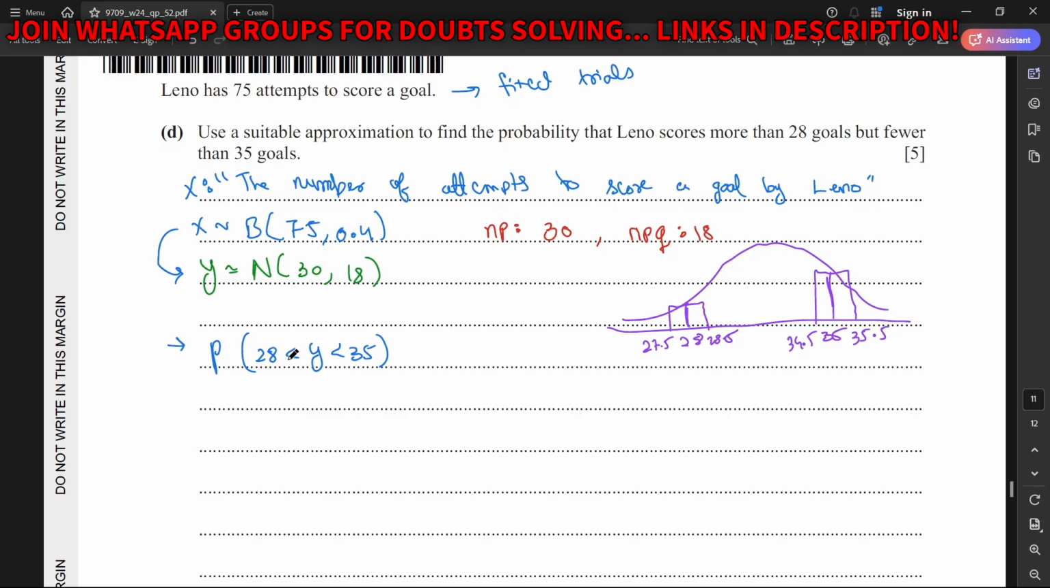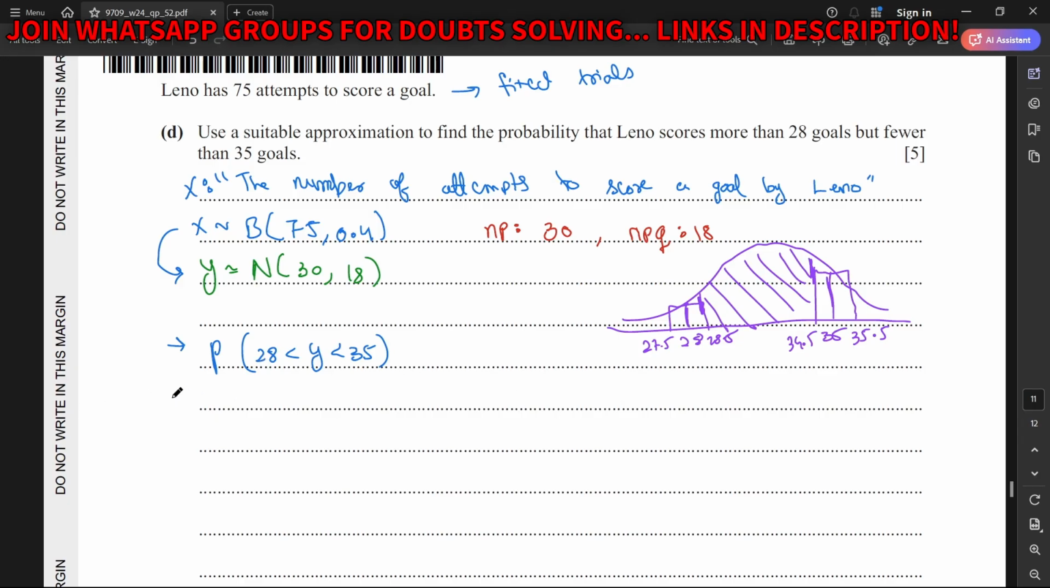If it is less than 28, so I'll need to take 28.5 into consideration because 28 is not included. If 28 was included, I would have used 27.5 because 28 was supposed to be counted. But because both the cases 28 and 35 are not to be included, I'll go from 28.5 to 34.5, because even if I go for 35.5, 35 will be included. So in that case, this is the range that I'll need to have for my y for the continuity correction.